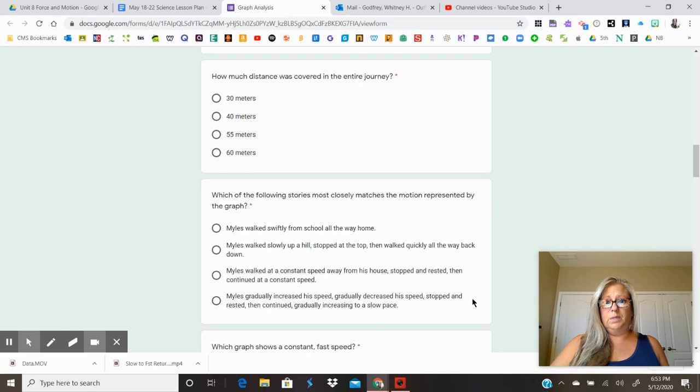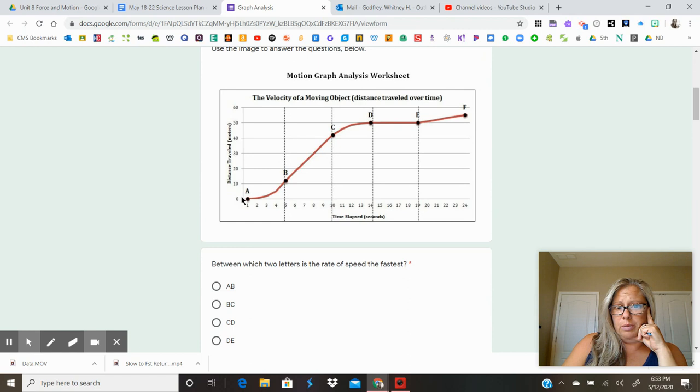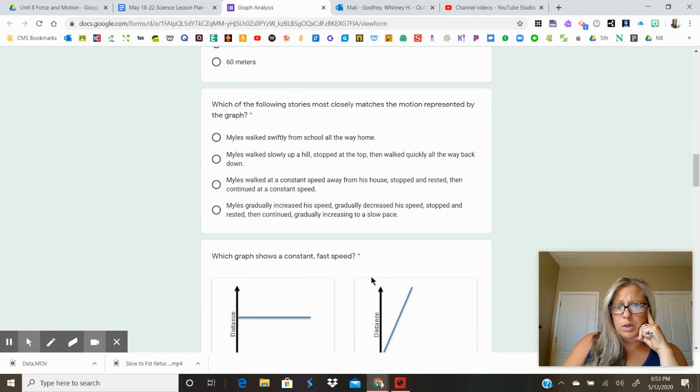All right, the next one says, which of the following stories most closely matches the motion represented by the graph? For number A, Miles walked swiftly from school all the way home. Did he do that? First of all, usually we think about 0 as home, right? Did he walk swiftly the entire way, or did he stop at some point? That one doesn't seem right to me. All right, let's go to the next one. Miles walked slowly up a hill, stopped at the top, then walked quickly all the way down.